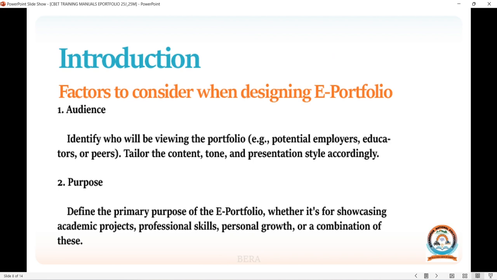Now there are some factors which we are supposed to consider when designing an e-portfolio. The audience: identify who will be viewing the portfolio, e.g. potential employers, educators, or peers. Remember, your e-portfolio is going to be viewed by your trainers. So this is under educators. You can also share with your peers. In future, you can also share with the potential employer.